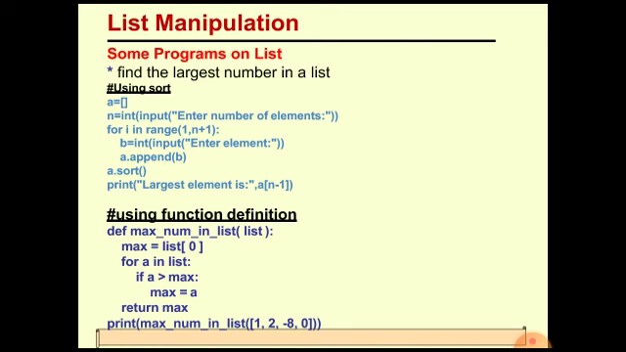Now the third iteration will compare against minus 8. Minus 8 is less than 2, so again this condition will be false. The loop goes to the next value, which is 0. Again 0 will not be greater than max, which is holding the value 2, so this condition will be false too.